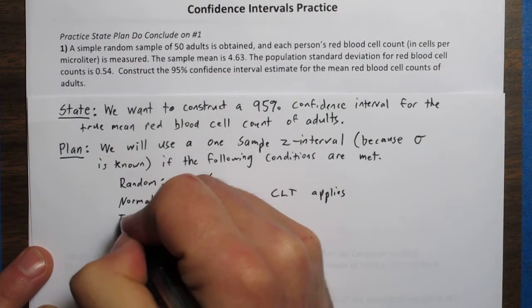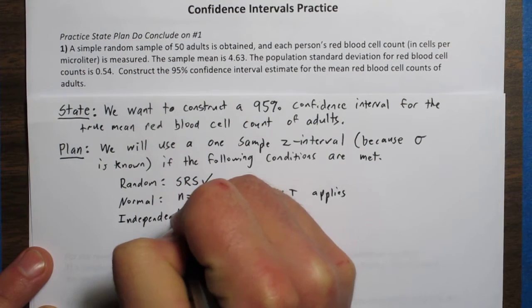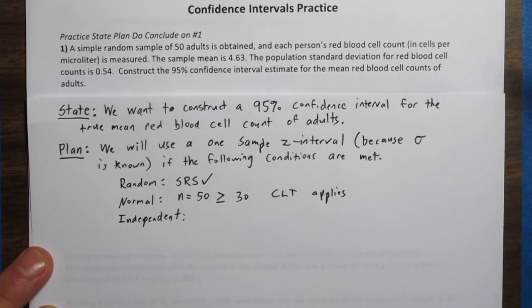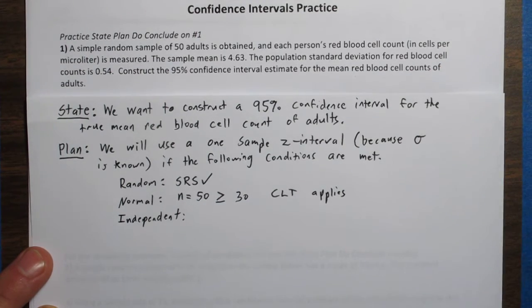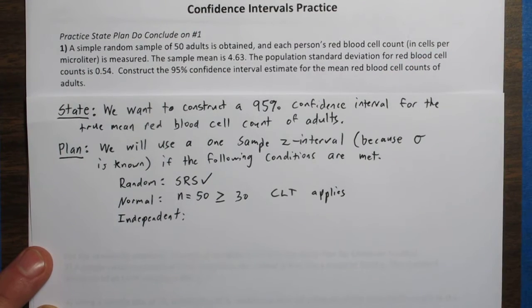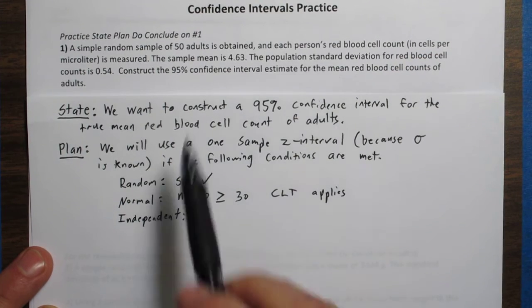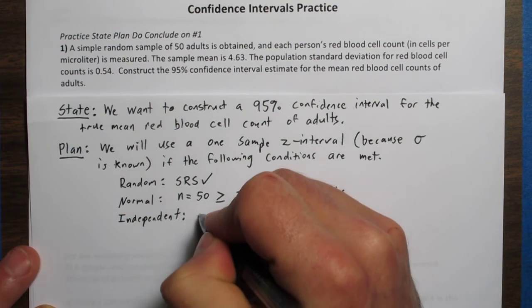And then finally, independent. Because we are sampling these 50 adults without replacement, it's important that they don't represent more than 10% of the population size. So there are far more than 500 adults, so the 10% condition is met.